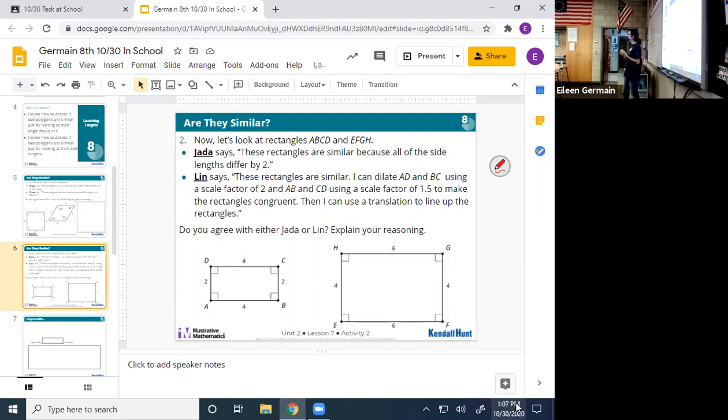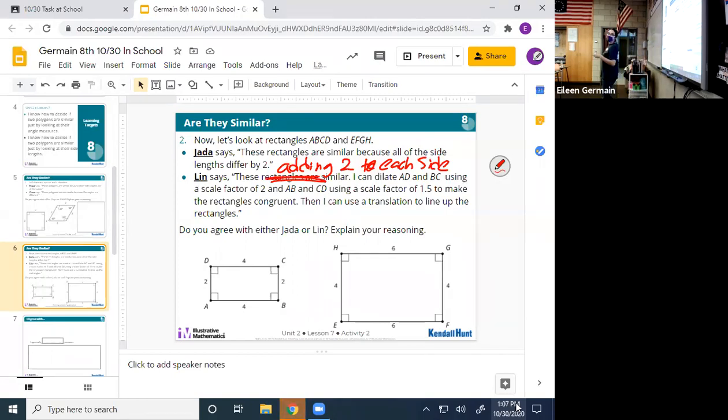Now, 2 more people are saying statements here. Jada is saying these rectangles are similar because all the side lengths differ by 2. Or what she's saying is you're adding 2 to each side. Think about that.